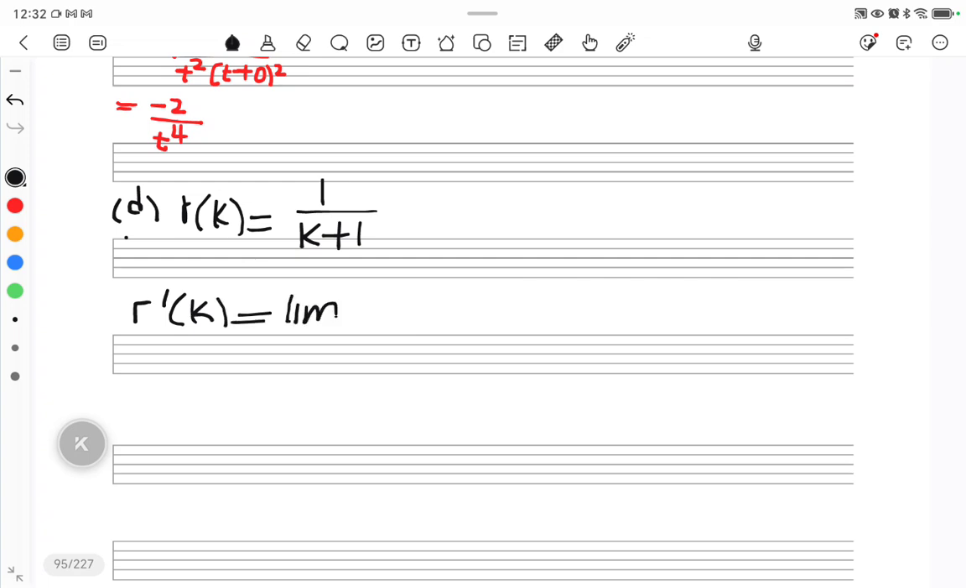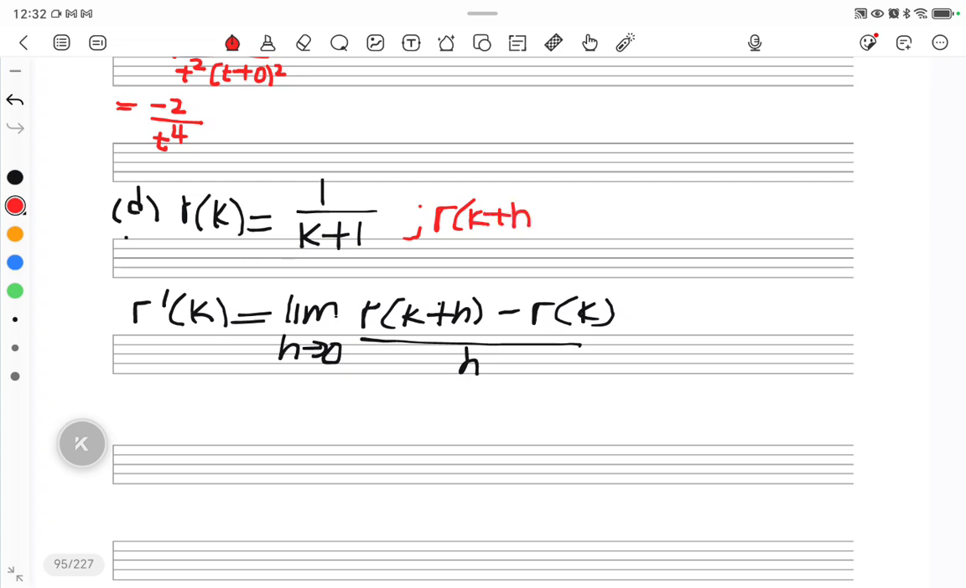which is the limit as h approaches 0 of r of k plus h minus r of k, all over h. So you should be sure to write the formula as you are given. You see, here you are given r of k, so it means that here you just need to add plus h inside. It should follow the context. So we know that now we need r of k plus h, and this will be 1 over k plus h plus 1.